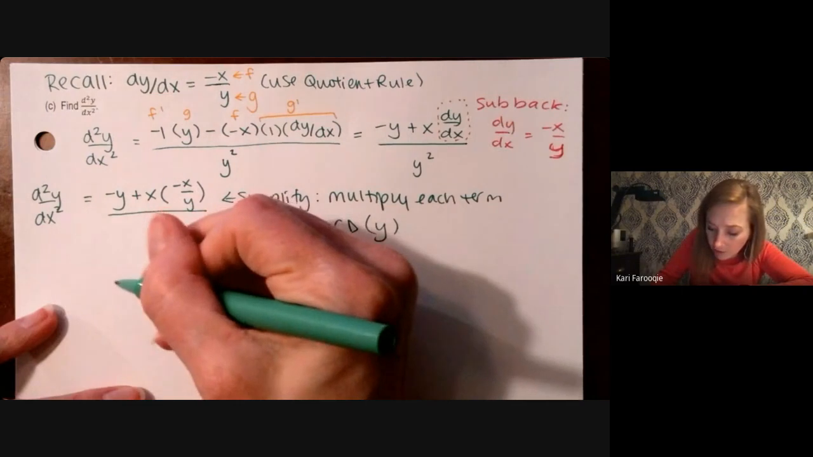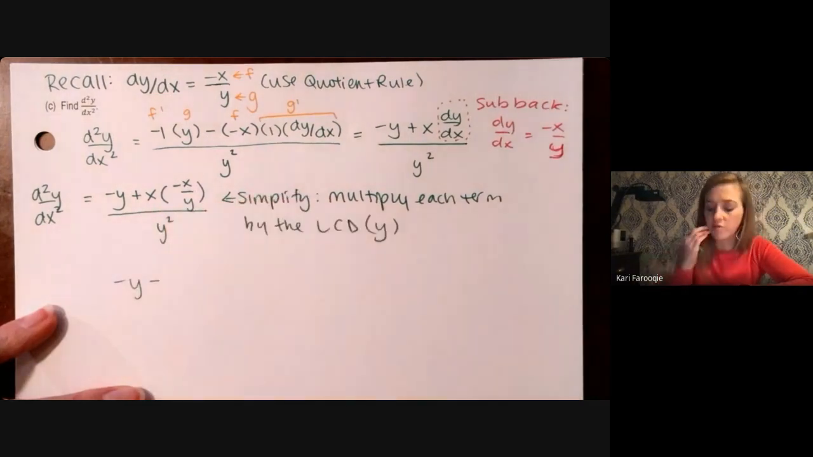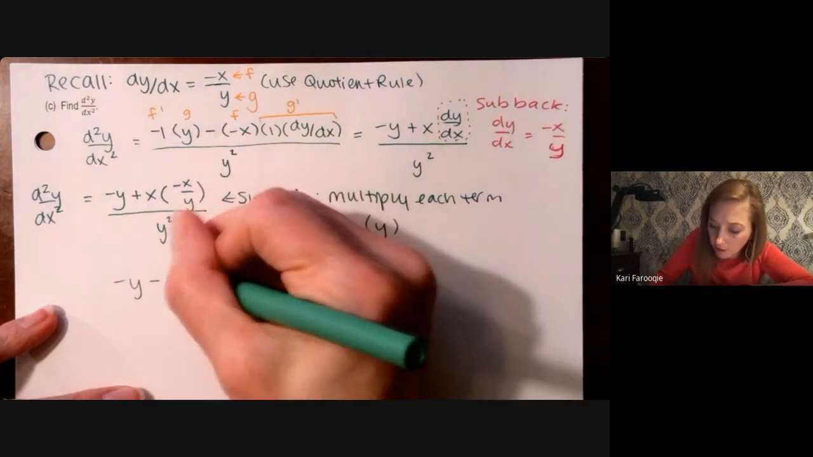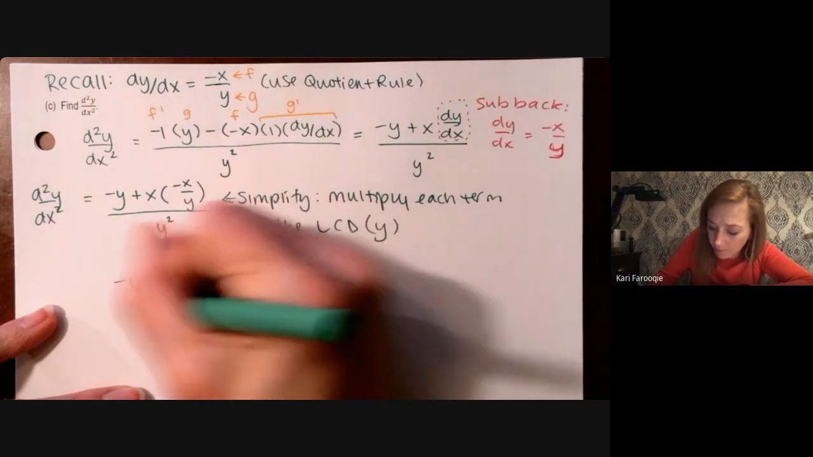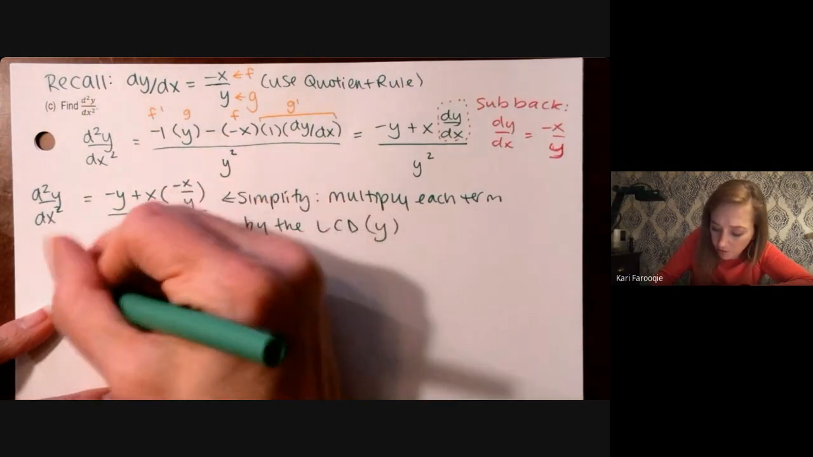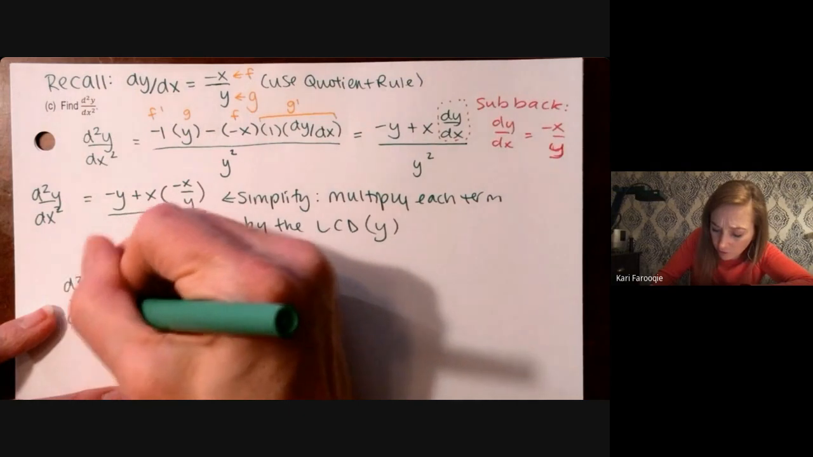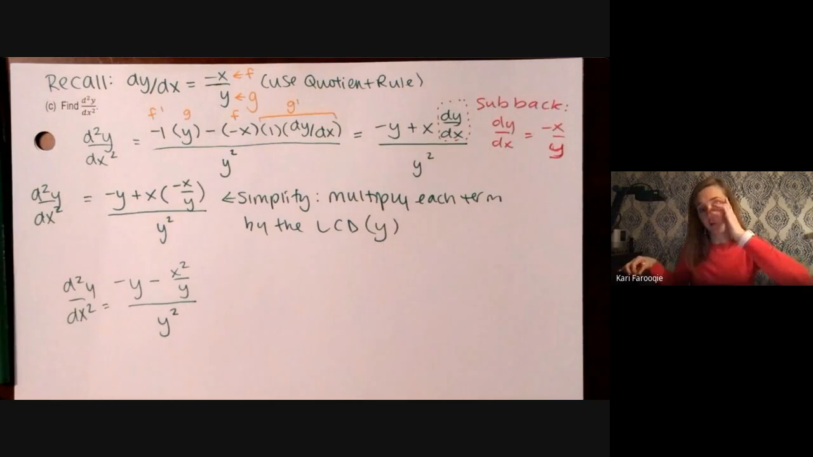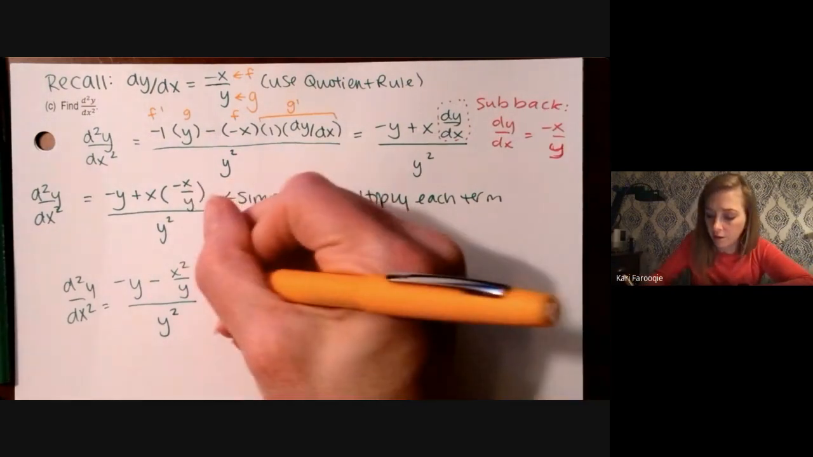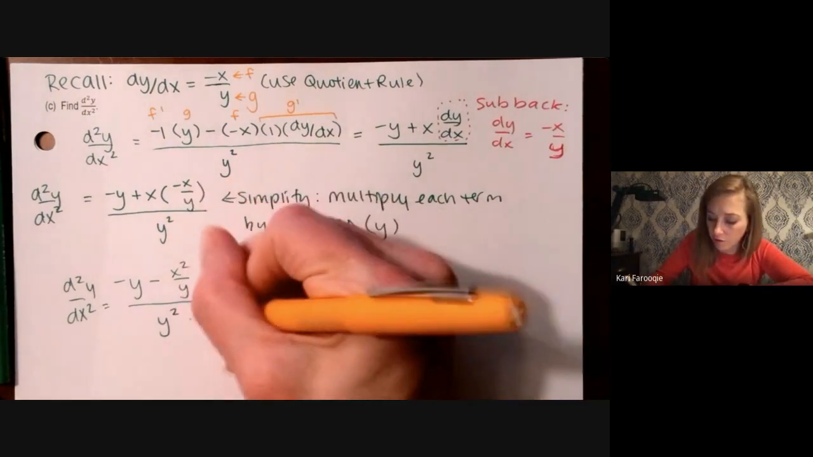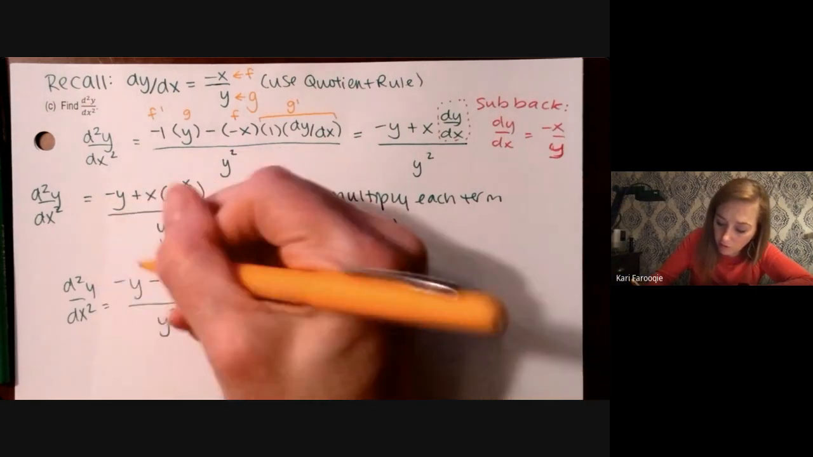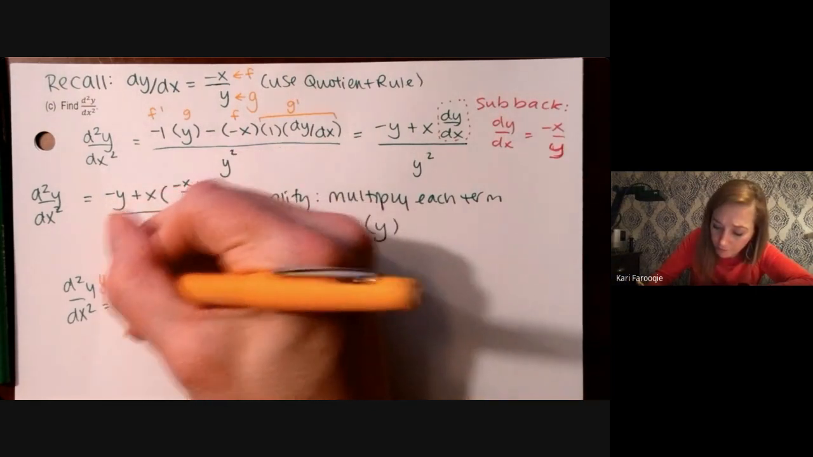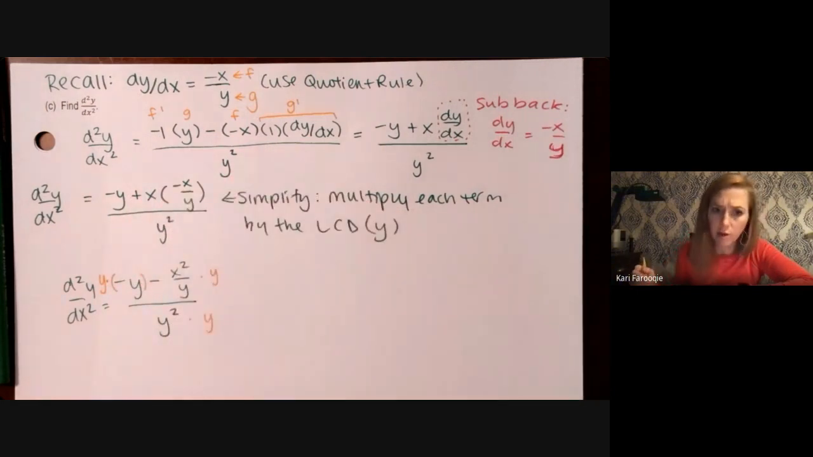So I'm going to rewrite this as a minus, and then x squared over y divided by y squared. This is our second derivative. And I'm going to multiply each term by y to simplify it. I'm very into simplifying complex fractions. It's important. I don't want it to look like y minus y, so I'll make sure to put parentheses around that negative y.